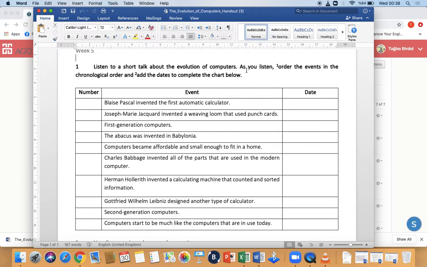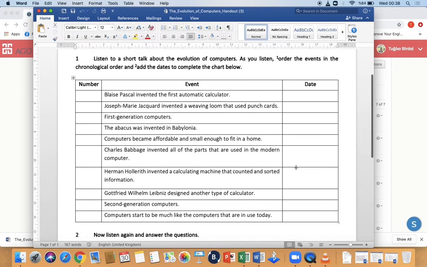As you listen, first you should order the events in the chronological order. Which event is first, which event is second, third, fourth, you should write here. And then you should add the dates to complete the chart below. When did Pascal invent the first automatic calculator? You should write the dates here. This is the first task you should do while listening.